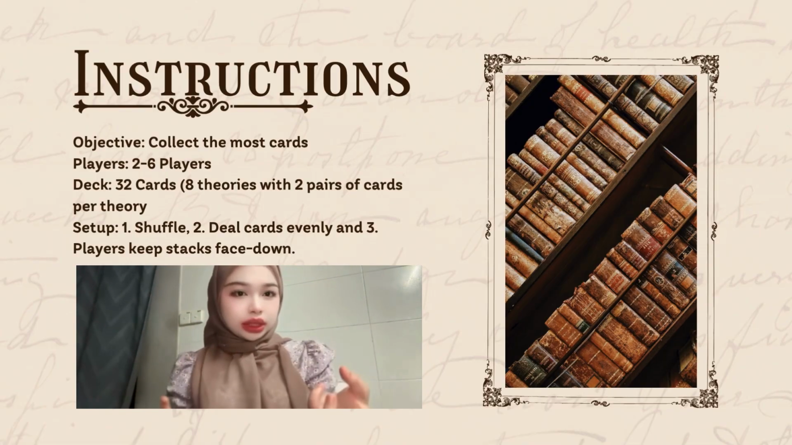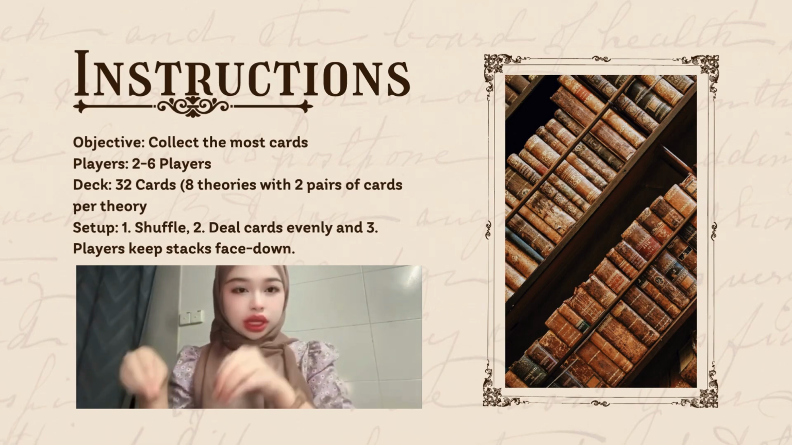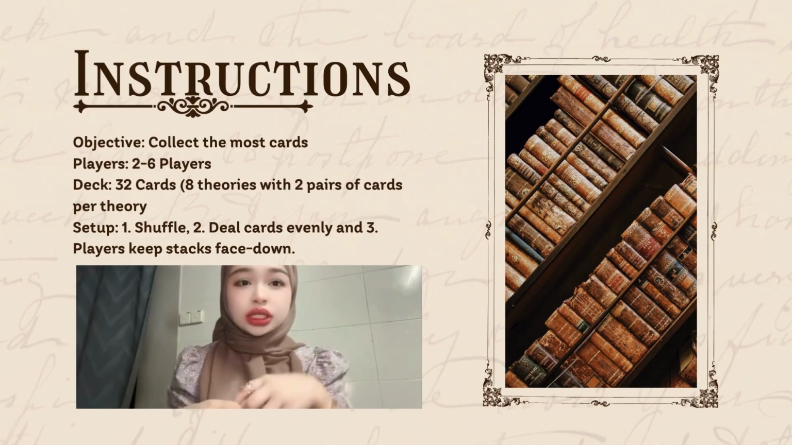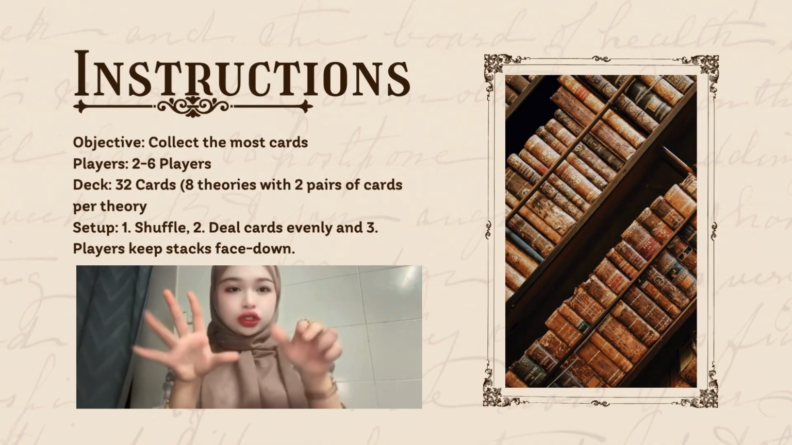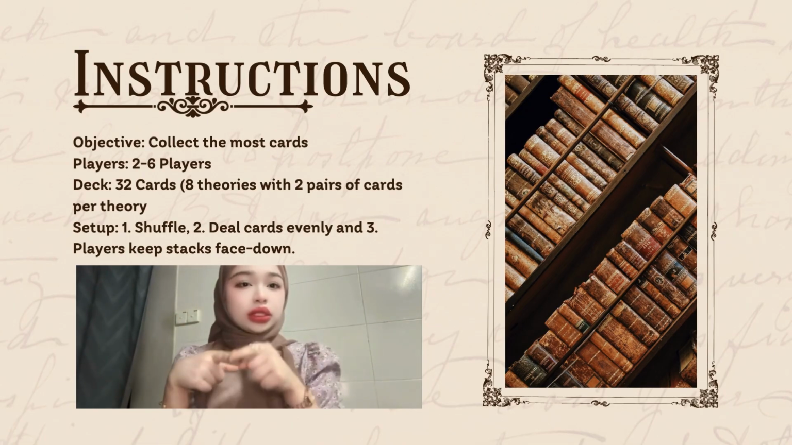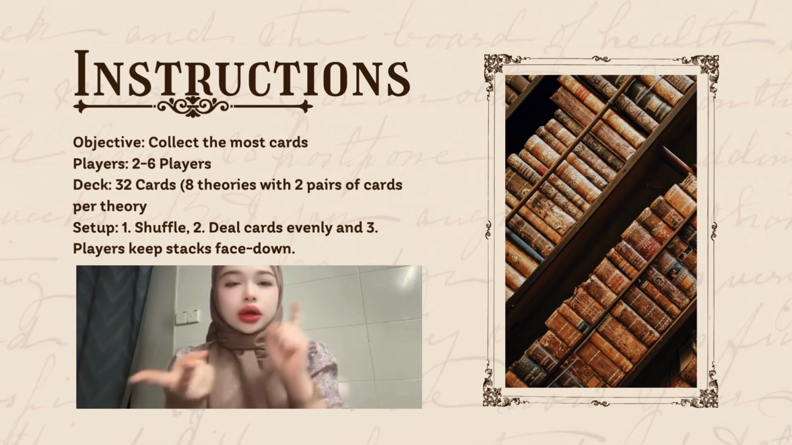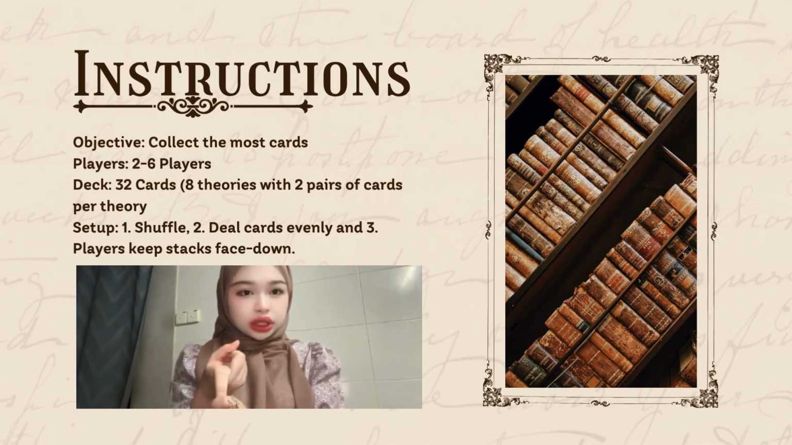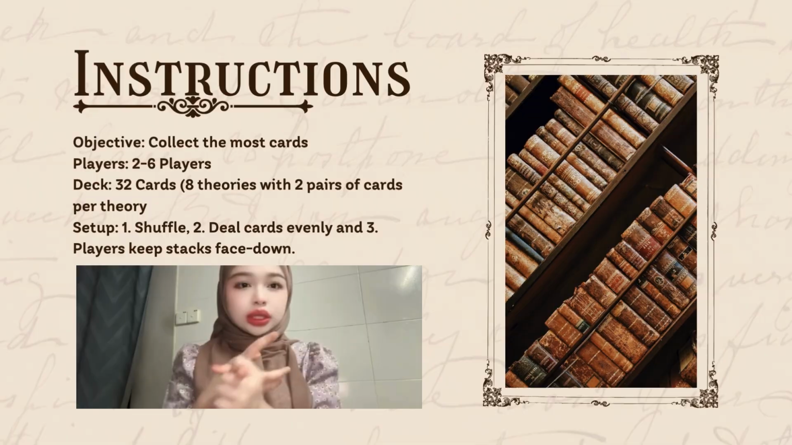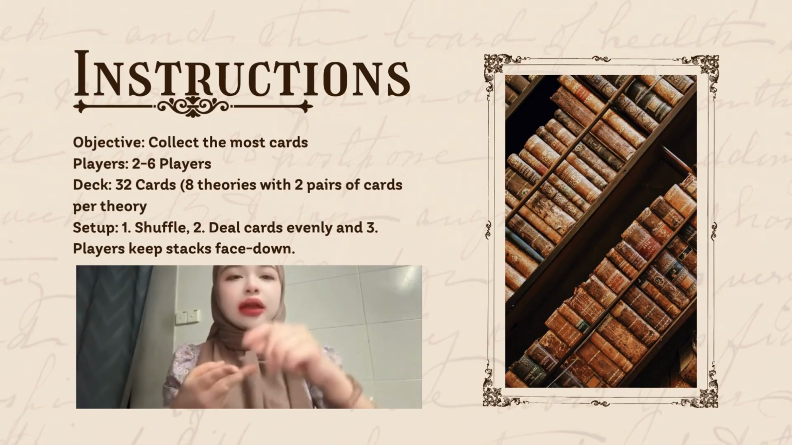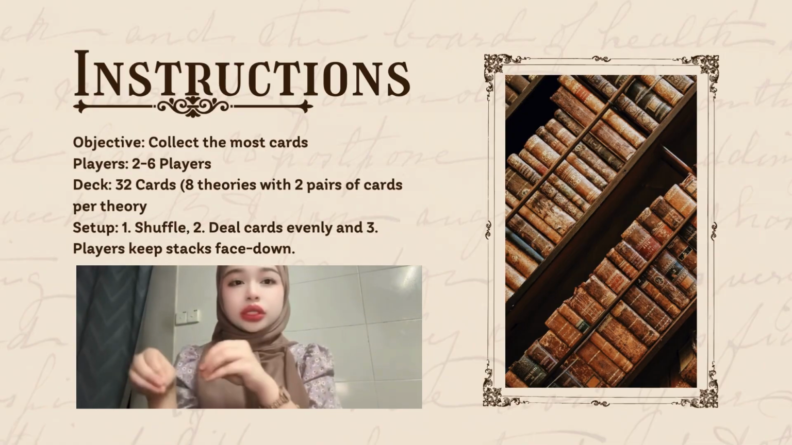First things first, about the objective. Collect the most cards by quickly identifying matching jurisprudence theory cards. We have 2 to 6 players. We have 32 cards and 8 theories: natural law, critical legal studies, law and economics, feminist jurisprudence, sociological jurisprudence, historical school, legal positivism, and legal realism. We have 2 pairs of cards per theory.